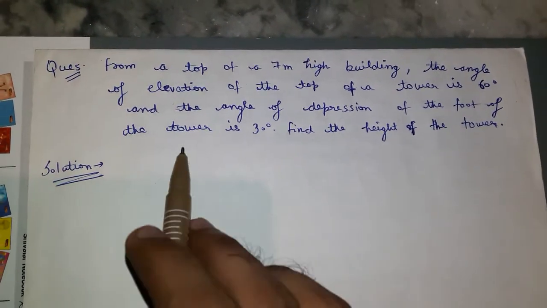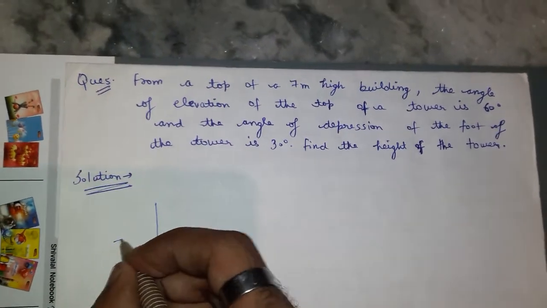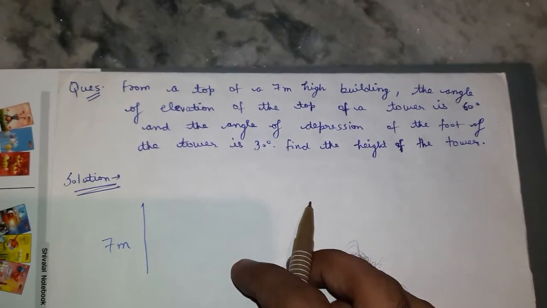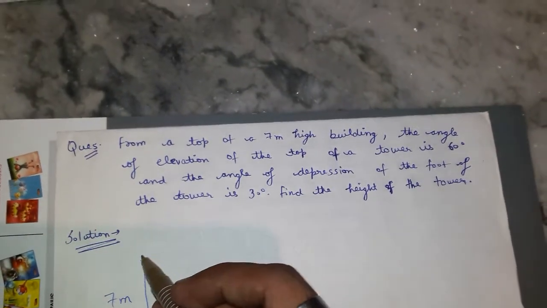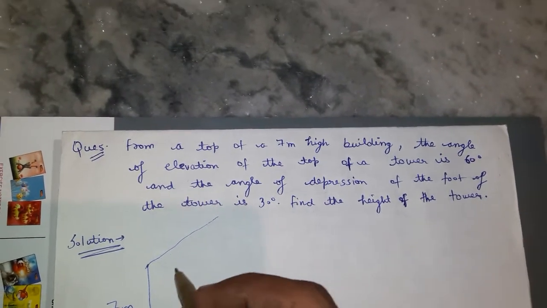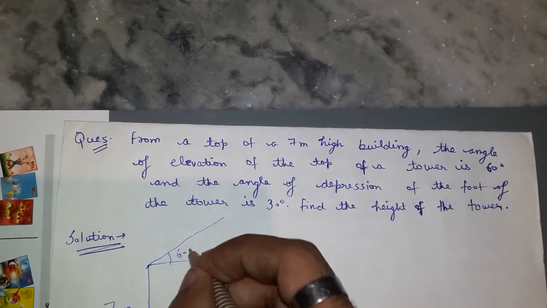Here it is given: from the top of a 7-meter high building. So suppose that this is a 7-meter high building. From the top of that, what is the angle of elevation? Angle of elevation is by looking in the upward direction. This angle is given as 60 degrees.